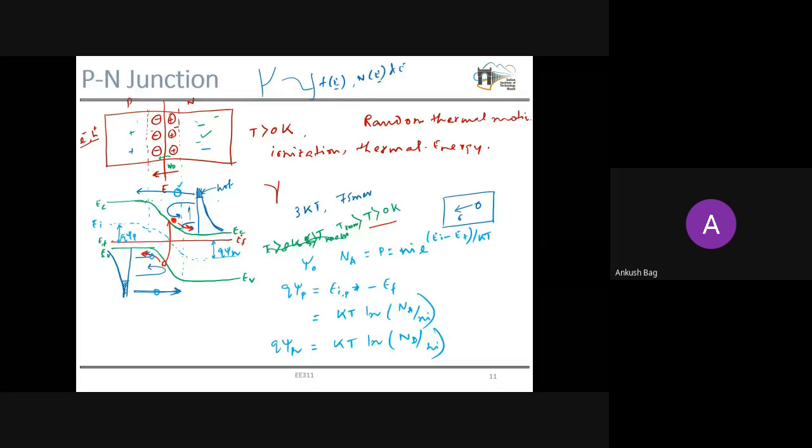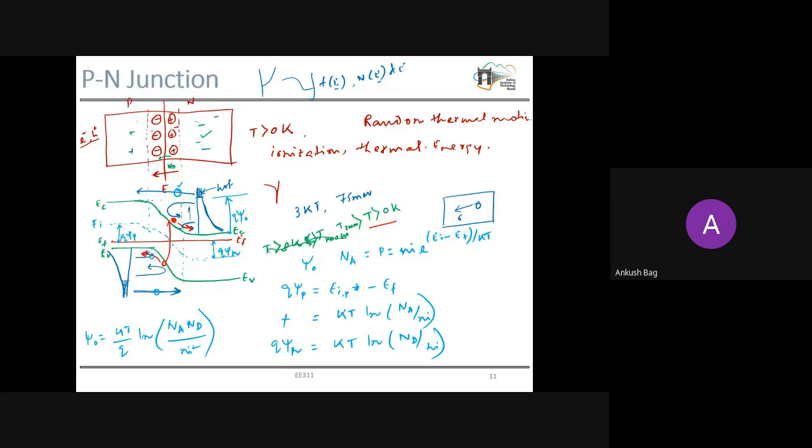that means this total potential barrier q phi naught is equal to the summation of these two. If we write this potential, we need to divide it by q, natural log of Na Nd divided by Ni square. So this is the potential, or the built-in potential.